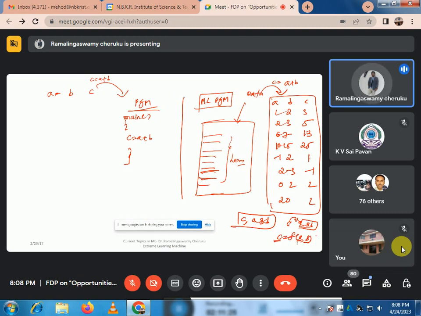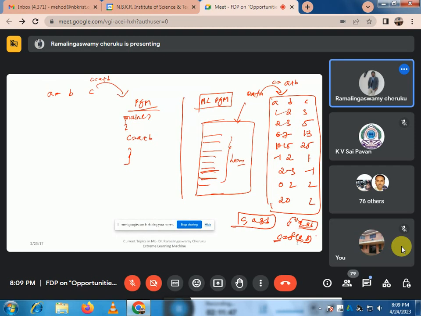How did you decide C is equal to A plus B? Because you observe the pattern. Suppose I ask the same question to an illiterate who has not studied anything, can he say the relationship is addition? We don't know what addition is. But you know addition, that's why you take the decision that C is equal to A plus B. We are human beings, we can do that.